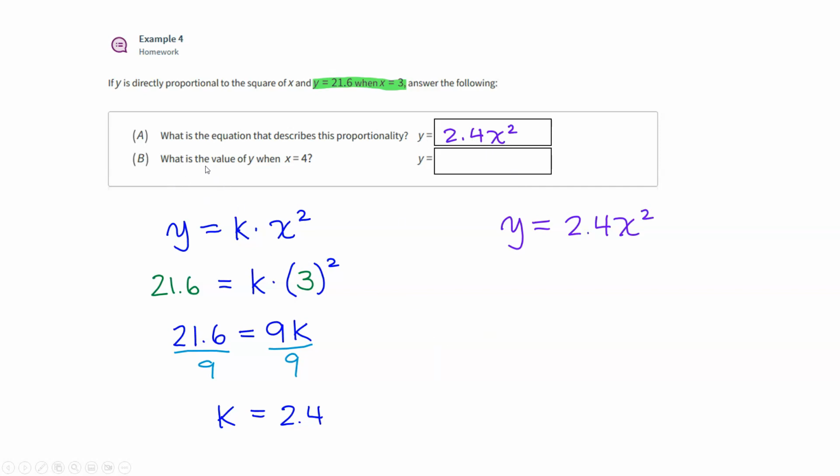Now, to answer the question, what's the value of y when x is 4? Well, you're going to let x be 4 now. And then you're going to substitute that in and calculate this. And you end up getting that y equals 38.4, which is what this answer is here.